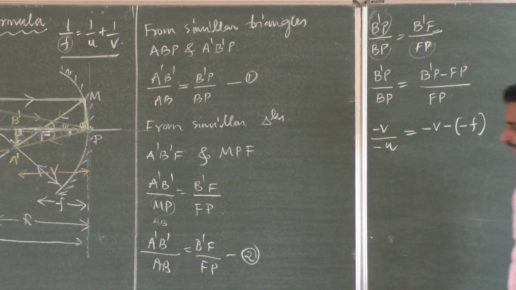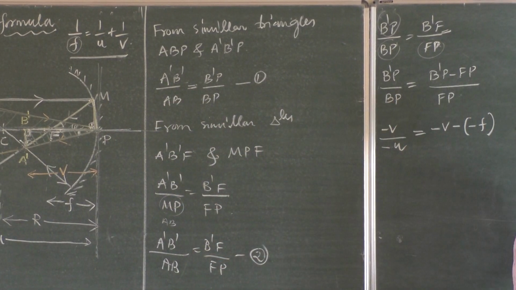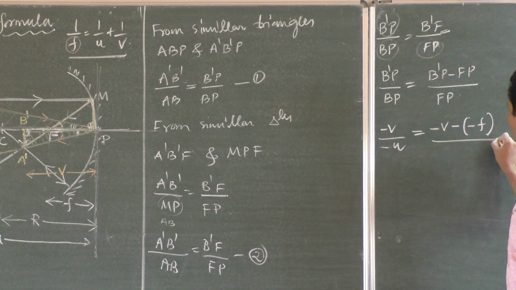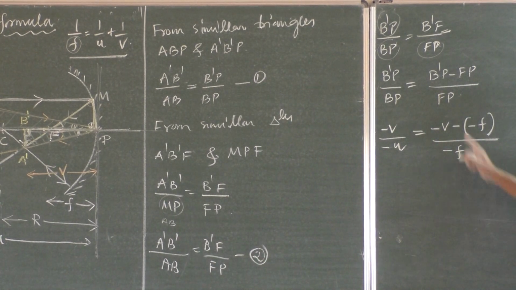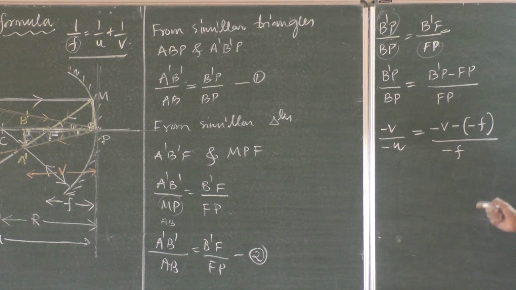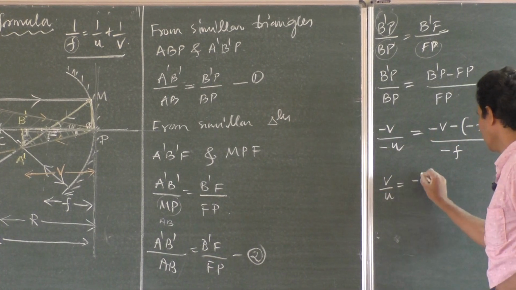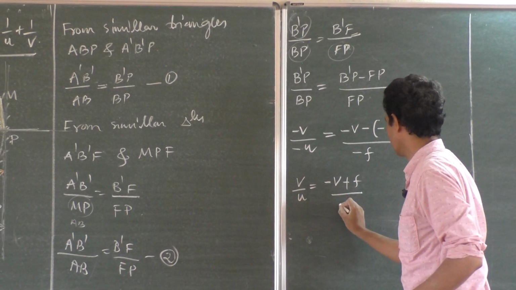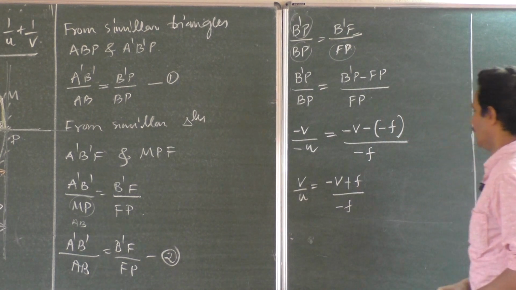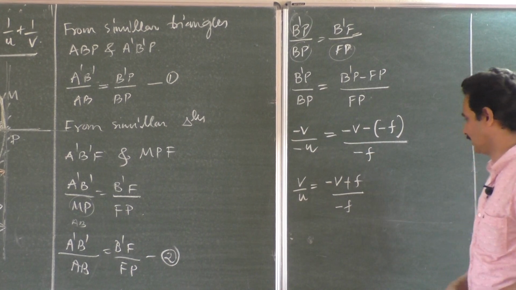All the things come in the left hand side, if you divide it into a coordinate system. So v minus of minus f divided by, again, fp. Fp is minus f, pole to focus. Even though I have written it as fp, when you write focal length, it is from pole to focus. Now rearrange this. Finally try to get that one. Minus sign gets cancelled. Minus v plus f divided by minus f. V by u is equal to minus v plus f by minus f.